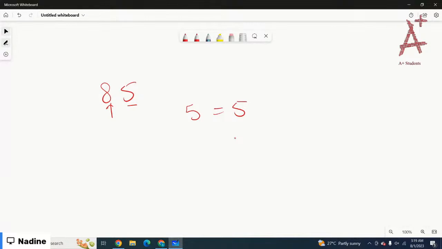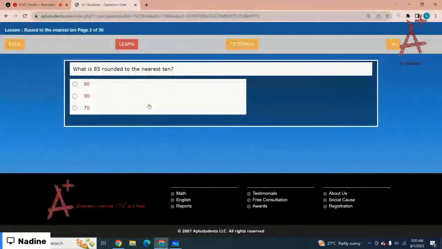That means you have to replace the 5 with 0, and you end up on the next 10. Next 10 means you have to add 1 to the tens digit. 8 plus 1 is 9. So it would be 90. You can round off 85 to 90. So the correct option is 90.